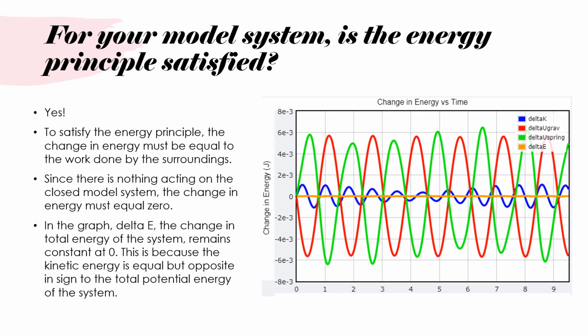Is the energy principle satisfied in my model system? The easy answer is yes. To satisfy the energy principle, the change in energy must be equal to the work done by the surroundings. Since there is nothing acting on the closed model system, the change in energy must equal zero. In the graph, delta E, the change in total energy of the system, remains constant at zero. This is because the kinetic energy is equal but opposite in sign to the total potential energy of the system.